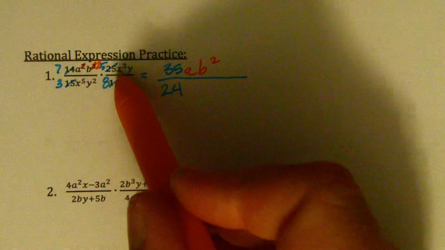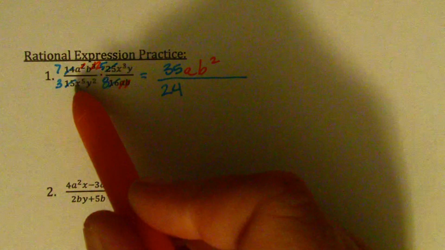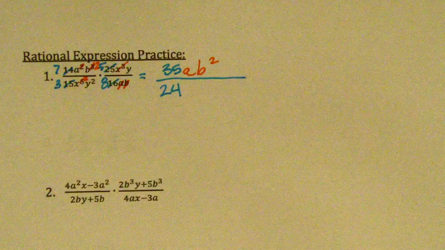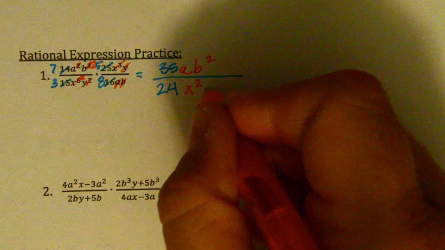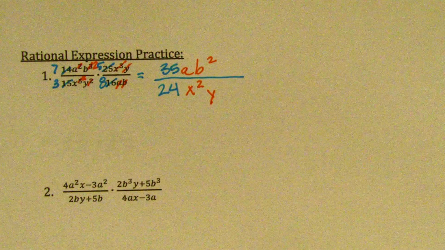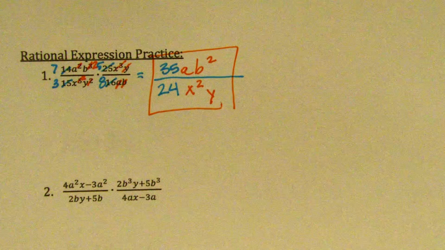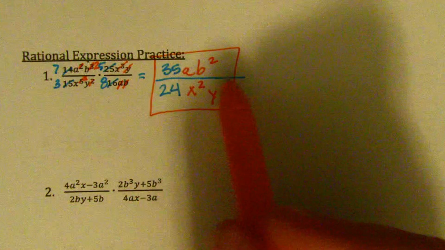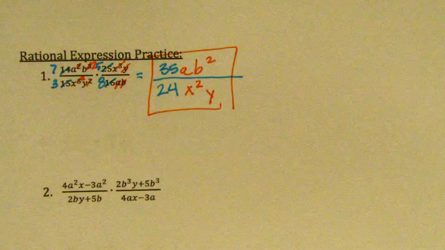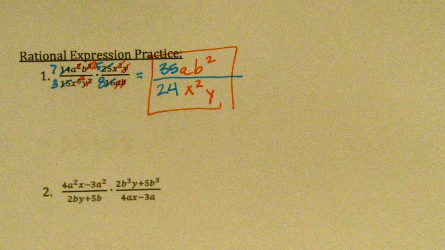The x's, I have x cubed on top and x to the 5th on bottom, so there will be 2 x's left on bottom. And I have 1 y on top and 2 on bottom, so there's 1 y left on bottom. And that's it. That's the whole problem. And it looks kind of unfinished because it's 2 different colors, but really it's just the same. It's just all one answer.